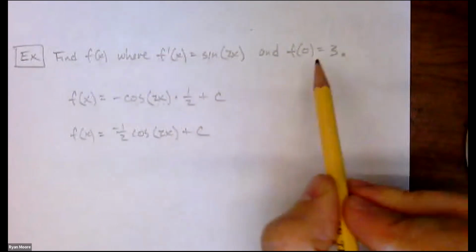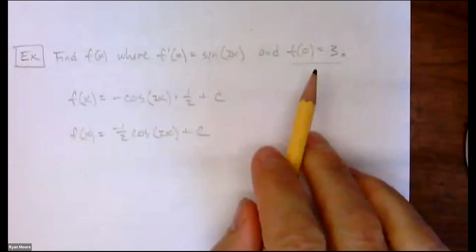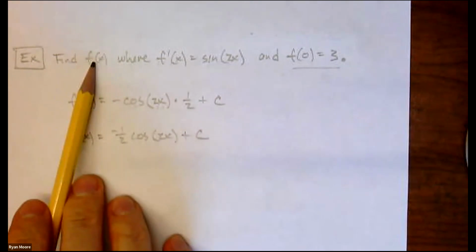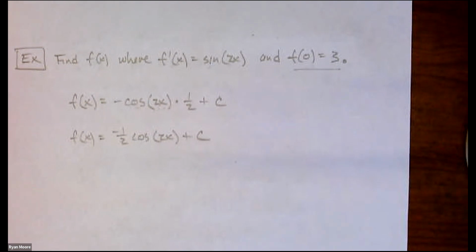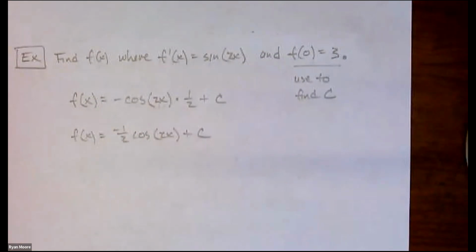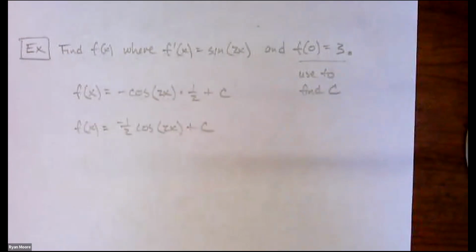Okay, so what's up with this f of 0 equals 3? It turns out we can use that to figure out the value of c for this particular f of x. We're going to find the c value that would cause this to be true. Use it to find c. So we're getting actually not the general antiderivative here, we're getting a particular antiderivative. How are we going to do that?